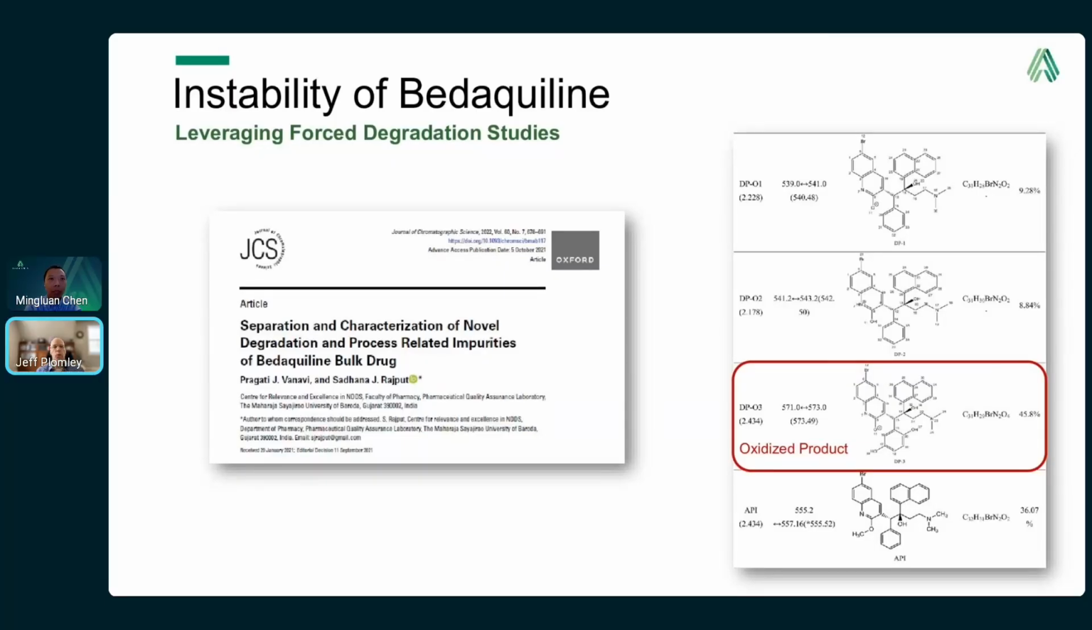So when we observe analyte instability in dried blood, one thing we look at is forced degradation studies of API, since in our experience, this can identify potential high-risk transformations. And in the case of bedaquiline, an oxidized product was identified as the major degradant.